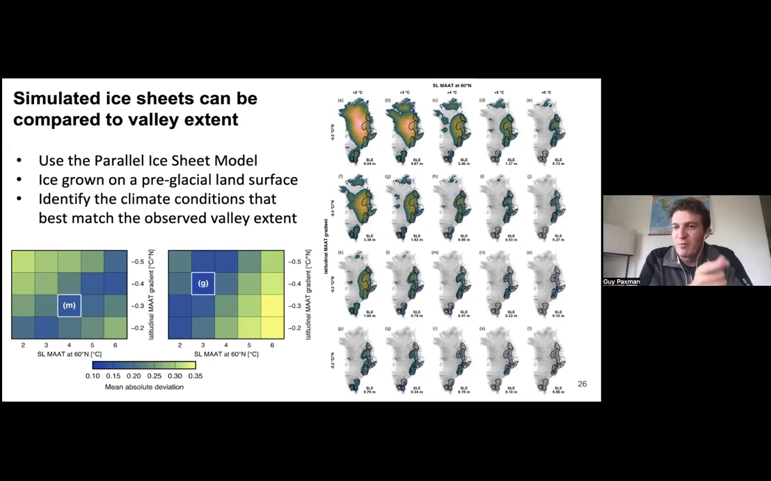One of the interesting results that pops out of this is that there is a slightly different best fit for the east compared to the south. So in the south, you need slightly cooler temperatures to get the fit compared to what you do in the east.